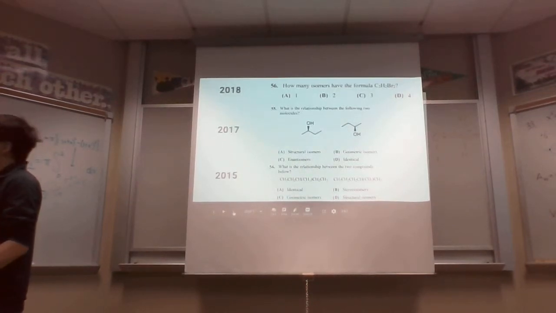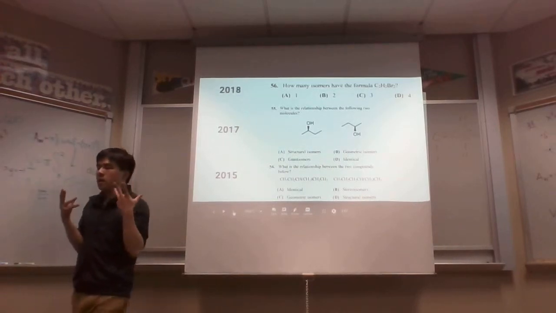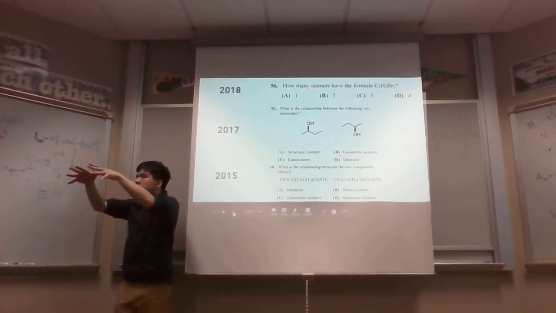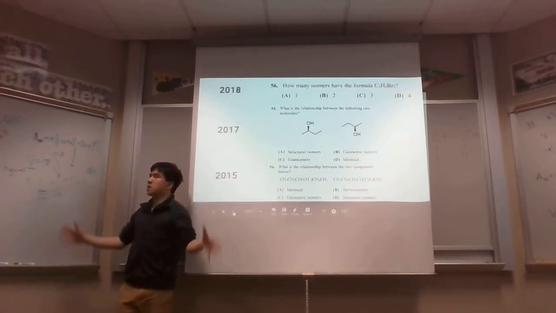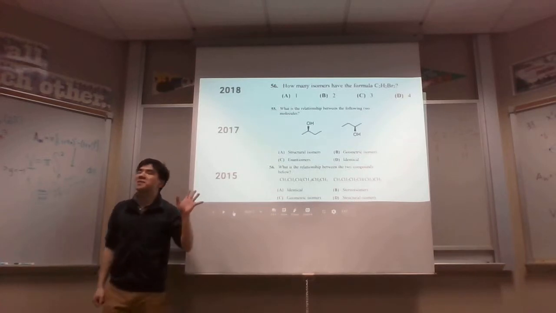So how many isomers have the formula C2H? But you generally don't have to deal with that unless you're dealing with a group, like a methyl group, that has different bond, electron density, cloud things. You don't have to generally deal with this.